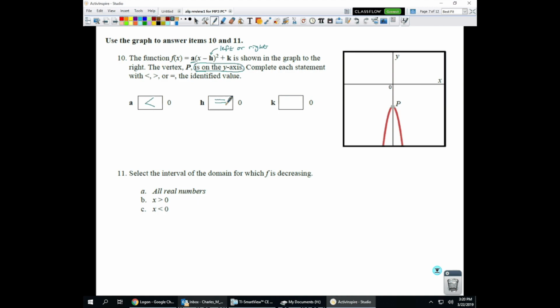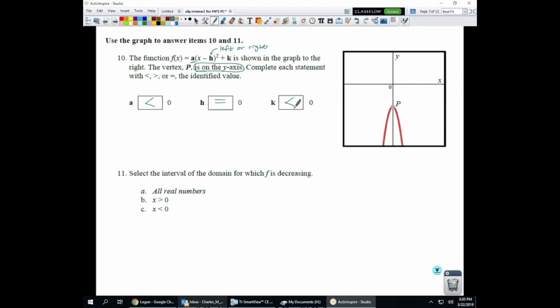All right, now for the K value, K controls the vertical shift, either up or down. Well, this vertex has shifted from 0, 0, the origin where our parent graph rests; it has shifted down. So the only way to make the parabola shift down is with a negative K value, so K has to be less than 0.